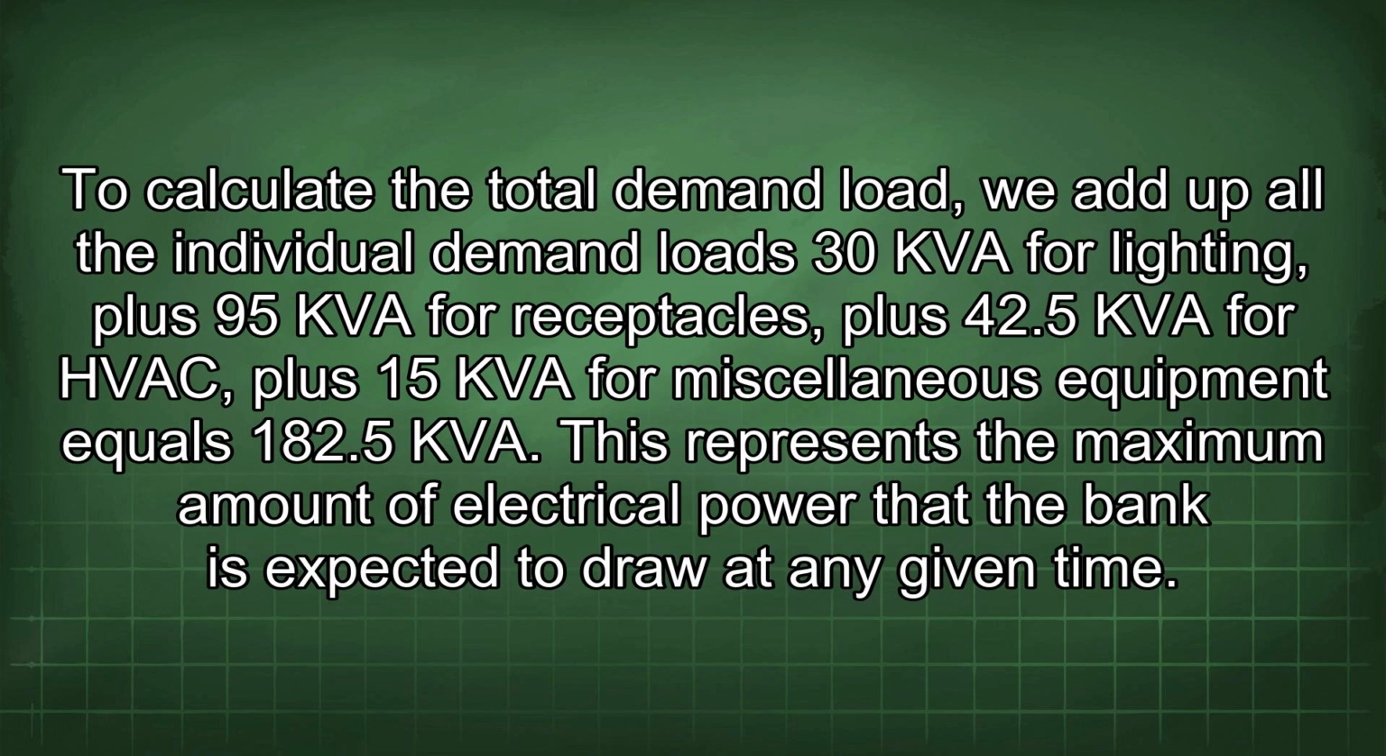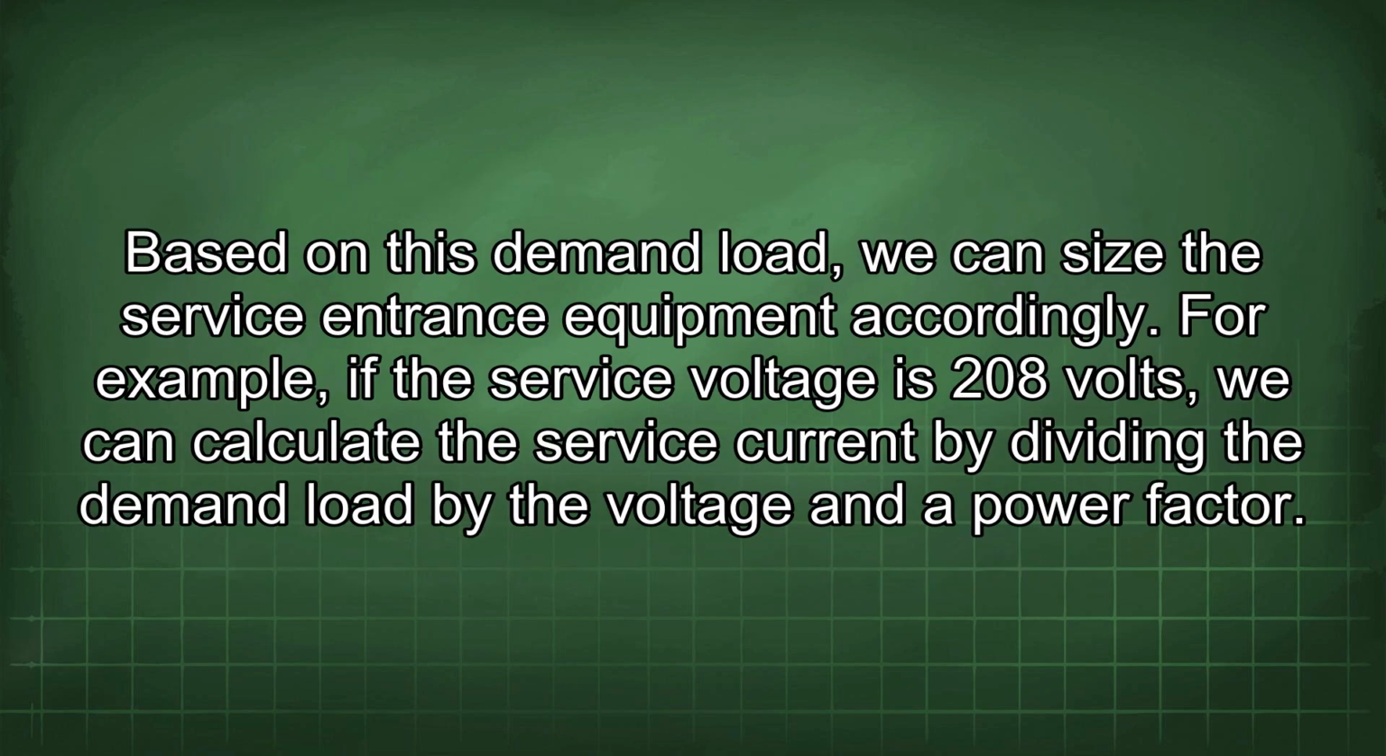To calculate the total demand load, we add up all the individual demand loads: 30 kVA for lighting, plus 95 kVA for receptacles, plus 42.5 kVA for HVAC, plus 15 kVA for miscellaneous equipment equals 182.5 kVA. This represents the maximum amount of electrical power that the bank is expected to draw at any given time. Based on this demand load, we can size the service entrance equipment accordingly.